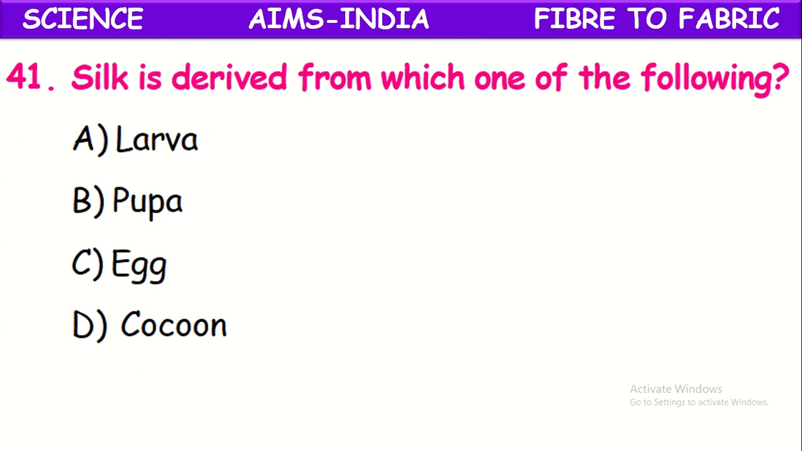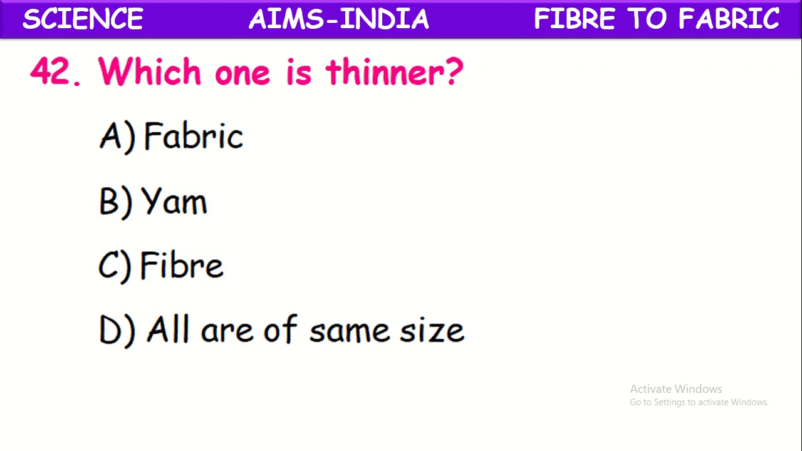That is called shearing. Next, silk is derived from which of the following? From where is silk derived? From the cocoon. From the cocoon of the silkworm, silk is obtained. Which one is thinner among these all? Fiber, because fiber is twisted and rolled to make yarn. This is yarn. So two or more yarns are woven or knitted to get fabric. So out of all this, fiber is thinner.